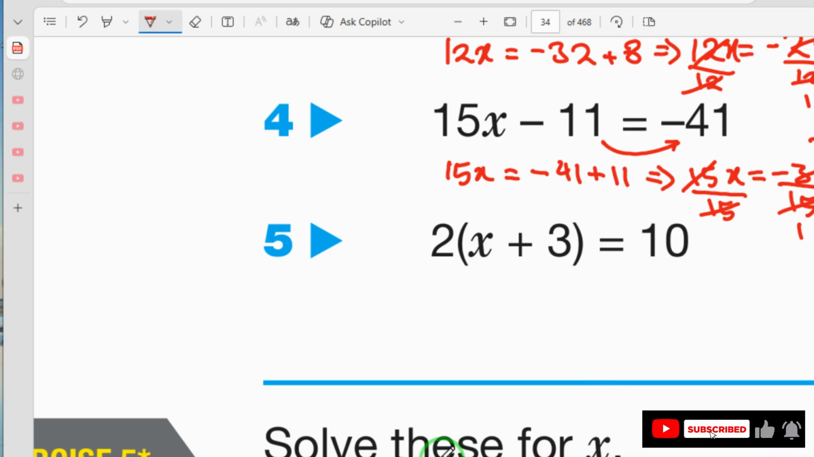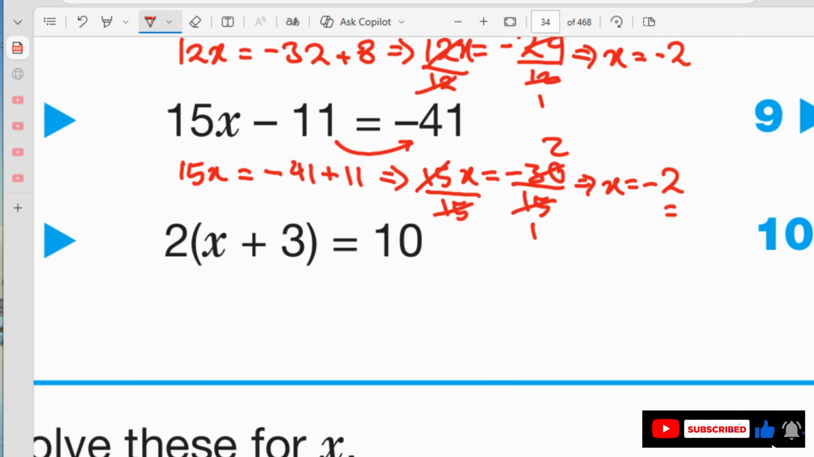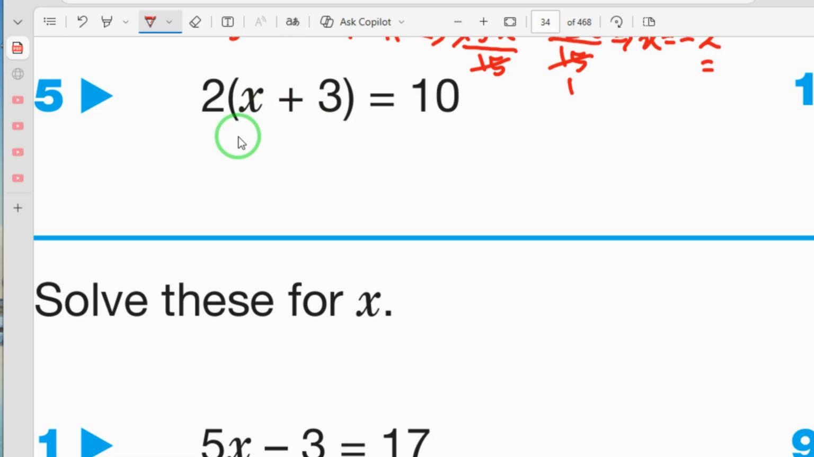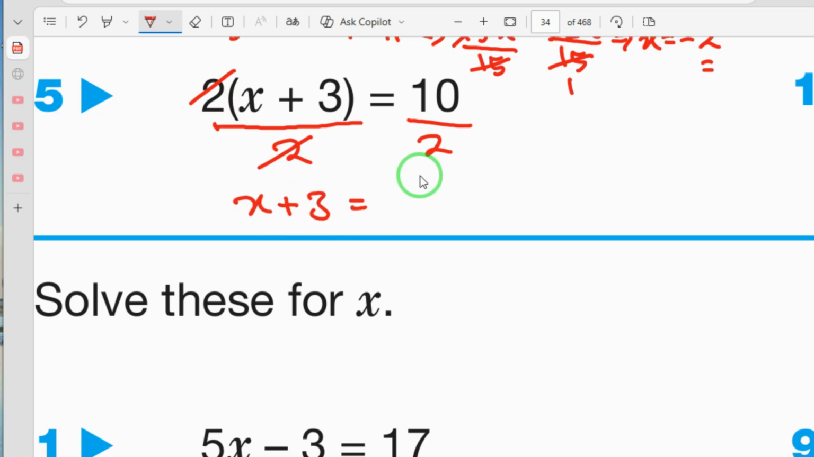Question number 5. First we multiply here. As well, you can divide both sides of the equation. The answer is the same. So first I divide both sides of the equation by 2. Here we simplify directly, remaining only x plus 3 equal to 10 divided by 2. 1 times 2 is 2, 5 times 2 is 10, equal to 5.